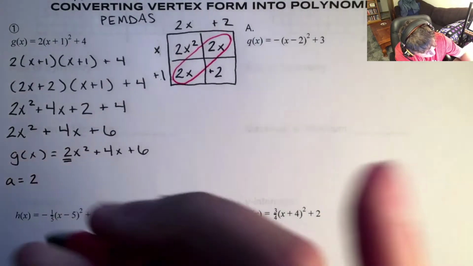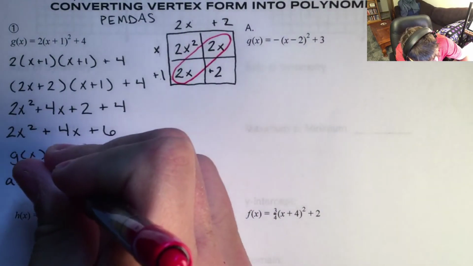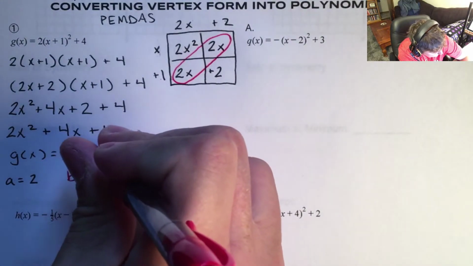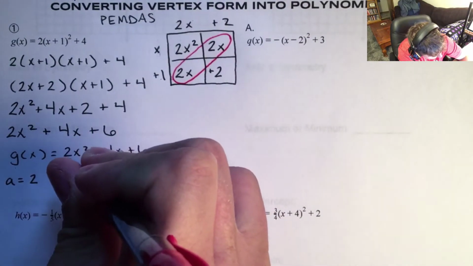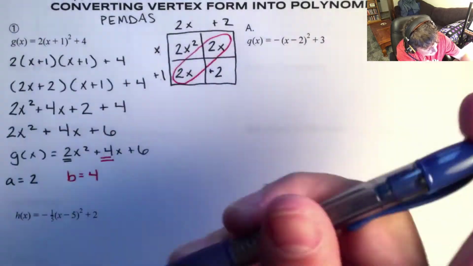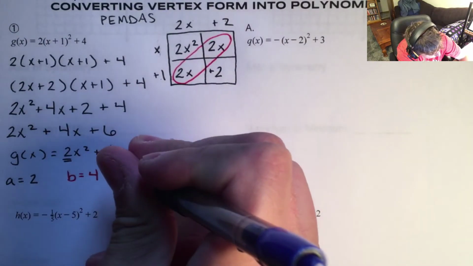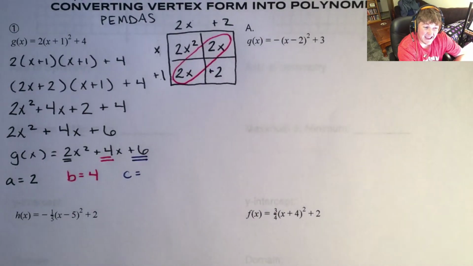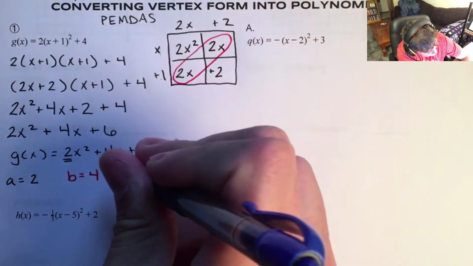Okay, so if I want the b value, the b value is always going to be the value multiplied by the x. So this number here multiplied by the x here is 4. And then lastly, c is the constant value. This is just the number that is being added or subtracted off on the end if you write it in a, b, c polynomial form. So for me, it's 6.